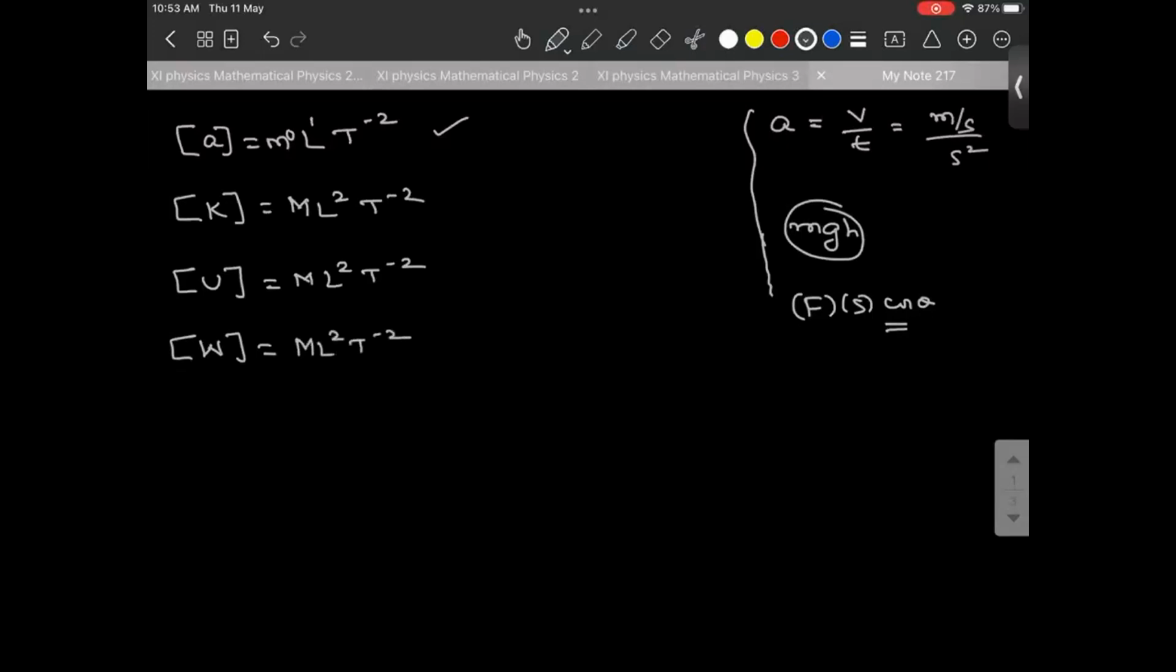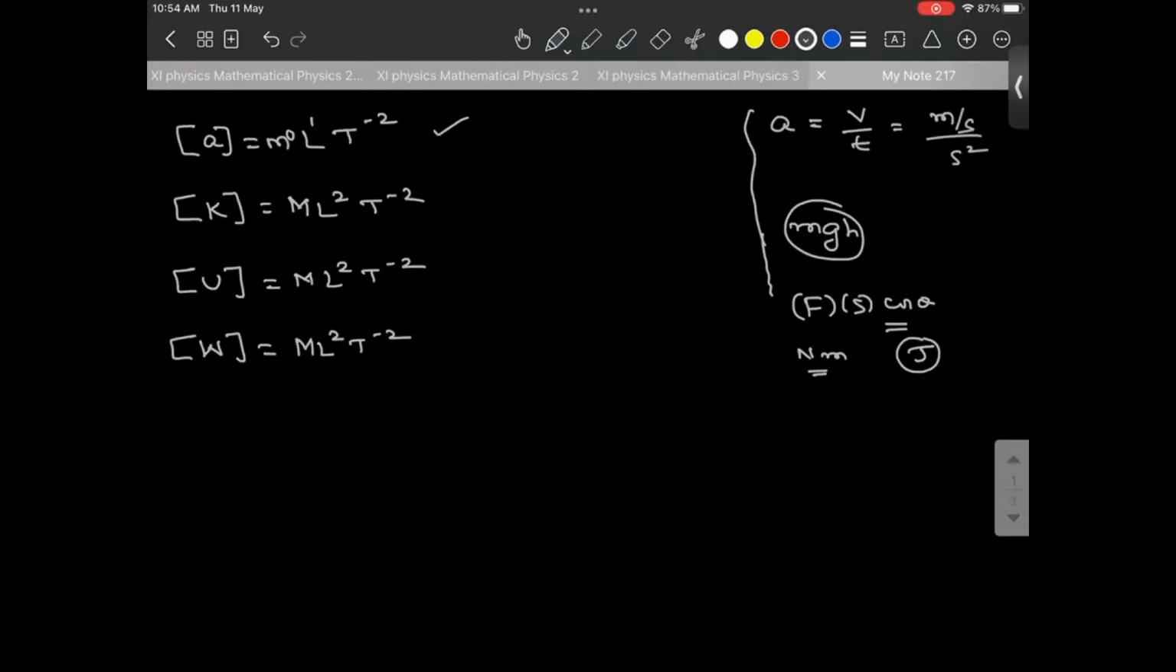Because whether you calculate work done, see, for work done, what do we write? We write it as Newton meter, right? If you recollect, it is called a joule. So you will write kinetic energy also in terms of joule. You'll write potential energy in terms of joule, work done in terms of joule. Everything has the same unit. Obviously, they will have the same dimensions. Is that point clear?